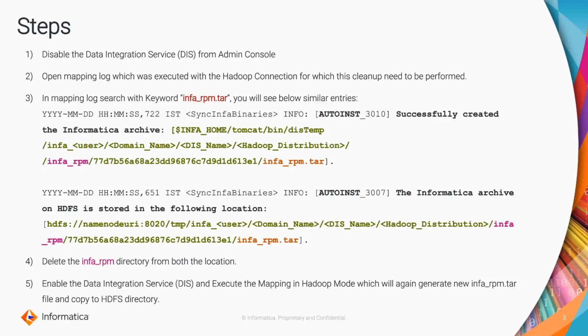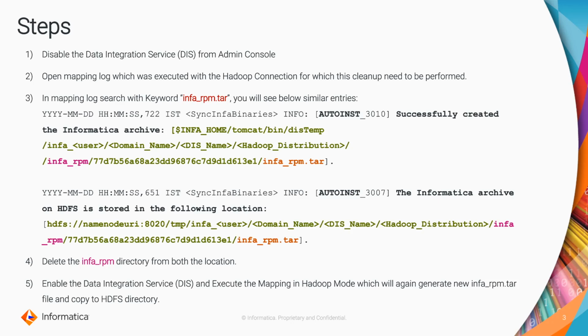Now the next step will be finding the path of the info RPM tar file. You can find this path from the mapping log where you will see similar entries as shown in this screen. The first one is the entry "successfully created the Informatica archive", and you will find the location pointing to the info RPM tar file. This location will be the location on the Informatica server. In the next entry, "Informatica archive on SDFS is stored on following location", this will be the location where this info RPM tar file was created and copied to the SDFS path. So this is the SDFS path from where you need to delete this info RPM tar.